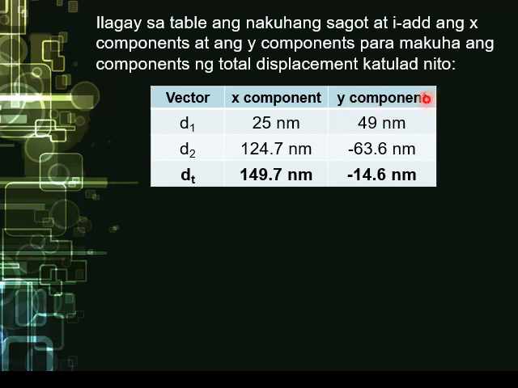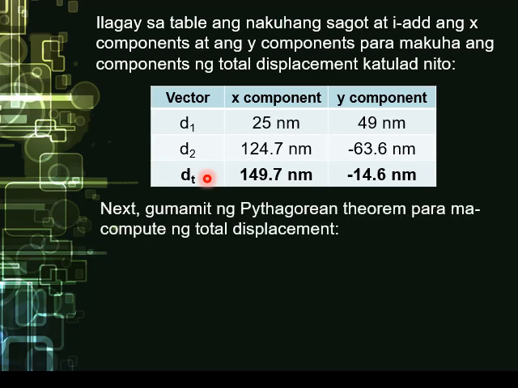So, yung y component naman natin, we will add yung sa d1, that's 49, and then negative 63.6 sa d2. So, negative 14.6 sa dt. So, dito, nakuha na natin kung ano yung x component and y components ng total displacement.